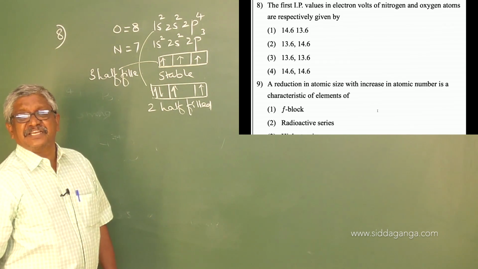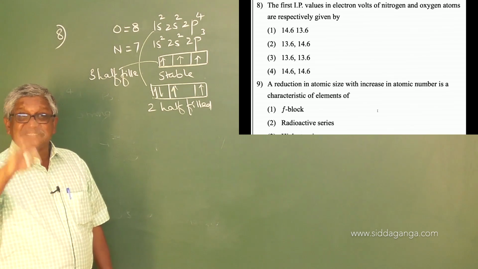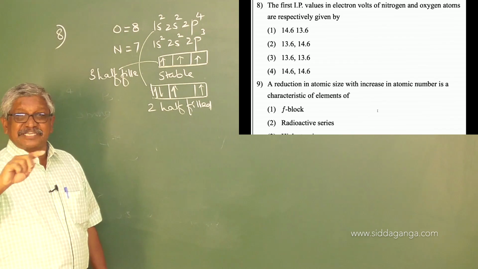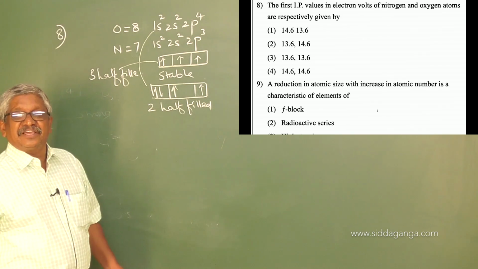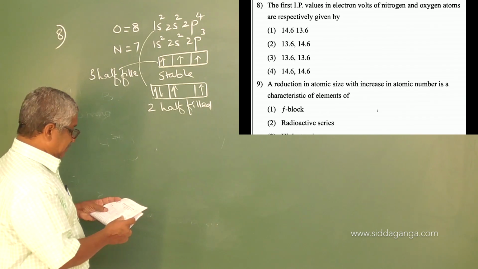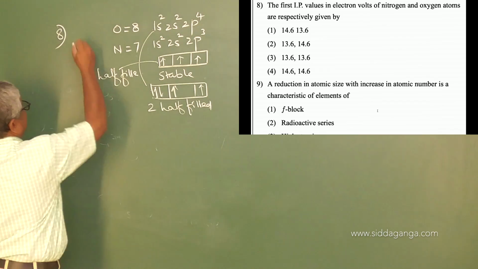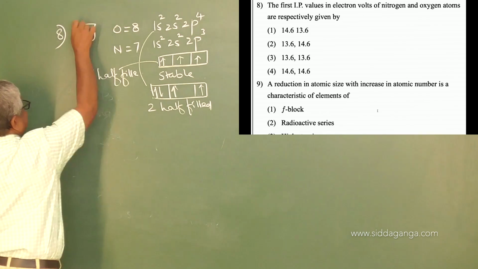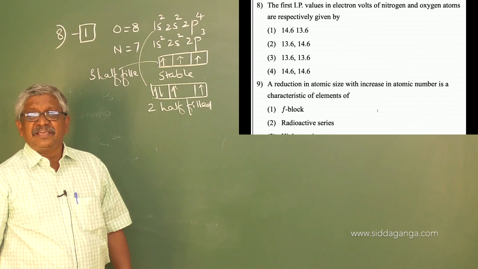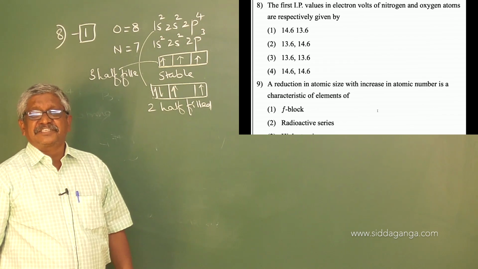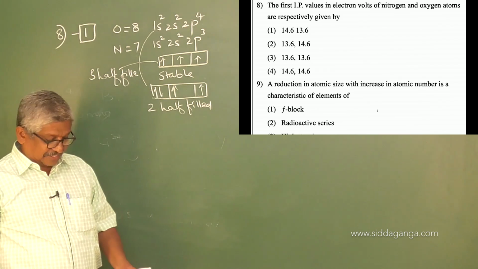Then it is the first IP value in stable compound la energy ಜಾಸ್ತಿ ಸಪ್ಲೈ ಮಾಡಬೇಕು, unstable compound la energy ಕಡಿಮೆ ಸಪ್ಲೈ ಮಾಡಿದರೆ ಸಾಕಾಗುತ್ತೆ. So then in eighth question option 1, because 14.6 for the oxygen and 13.6 for the nitrogen. So option 1 is the right answer for this.